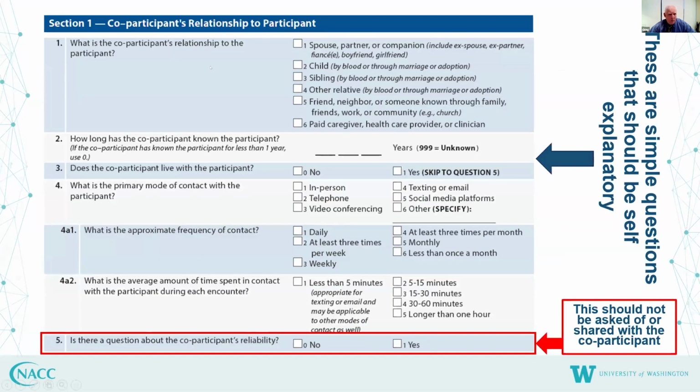So this is how the form looks. What's the relationship? How long have they known the person? Do they live with them? How do they contact them? What's the frequency of contact? And how much time do they spend with each of those encounters on average? That final question, question 5, you shouldn't ask the co-participant, how reliable do you think you are? This really should be your subjective impression from interacting with the co-participant as to their reliability.